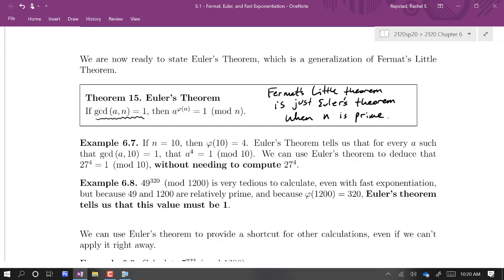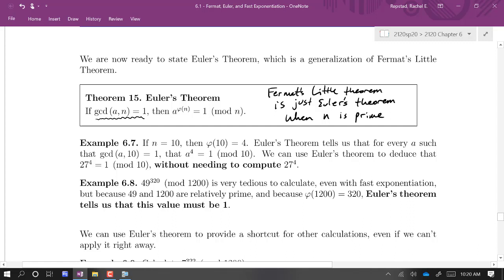In example 6.7, consider n equal to 10. Phi of 10 is equal to 4. That was one of the calculations, where I think we found phi of 10 by just listing all the values that were relatively prime to 10.